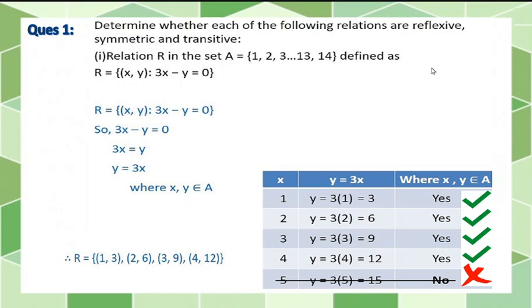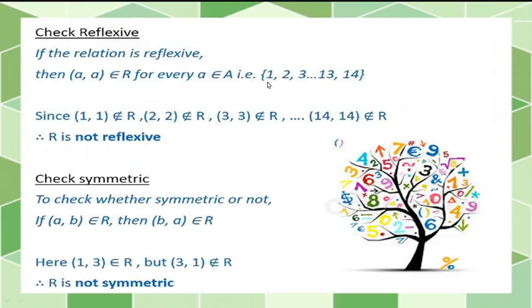Now we have to check one by one reflexive, symmetric and transitive. For reflexive, we check all the doublets. Do we have (1,1), (2,2), (3,3) up to (14,14) in the relation? We don't have. So this is not reflexive. Symmetric, we have (1, 3) in the relation, but do we have (3, 1) in the relation? We don't have, because if we have (a, b) then we should have (b, a) also. So this is not symmetric.